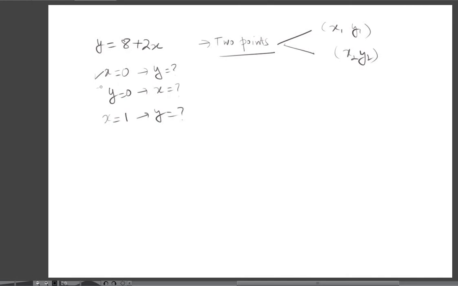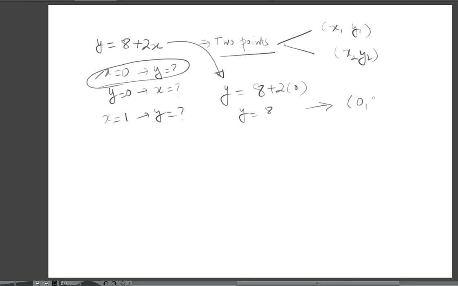Let's pick the first one and put x as 0 here. If I put x as 0, what would it become? 8 plus 2 times 0, so 8 plus 0. y equals 8. So my first coordinate is 0 comma 8.